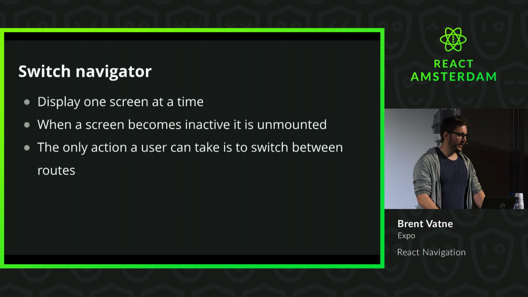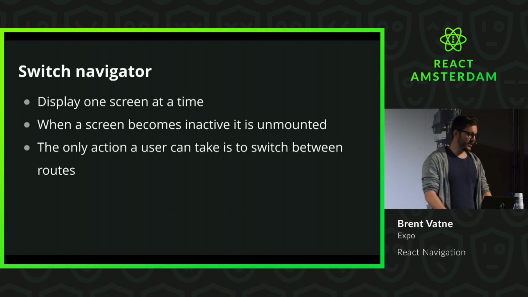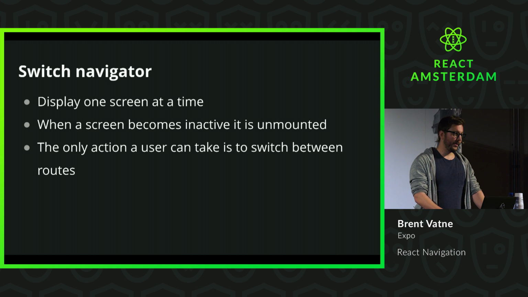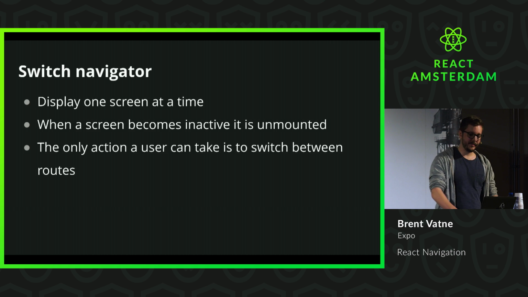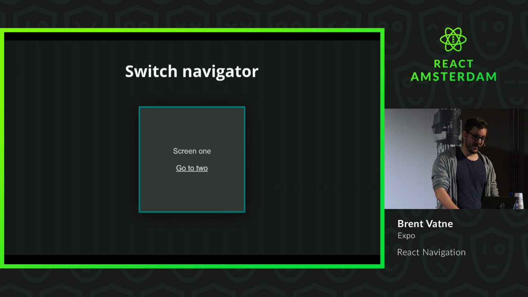So let's look at our first kind of navigator. This one is probably the most basic one in React Navigation. It's called a switch navigator. Essentially, when a route is active, the component is rendered. When a route is not active, the component is unmounted and the state is reset. And so that essentially just looks like this.